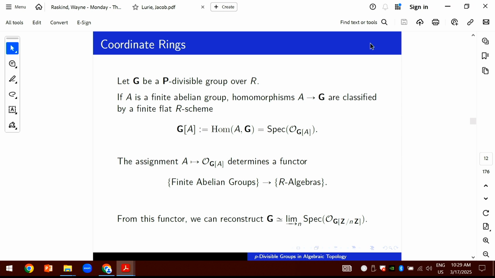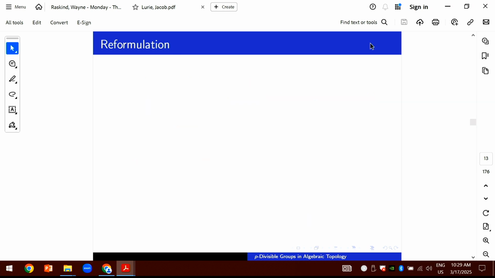So it's a sort of tedious or maybe fun exercise to take the definition of p-divisible group that I gave you earlier and translate it into this language. If you just want to think of a p-divisible group as a functor from finite abelian groups to R-algebras, well, we don't want all functors. We want ones that satisfy some axioms. So if you don't want to do that exercise, I've done it for you.